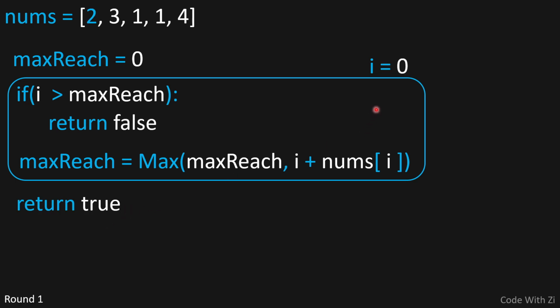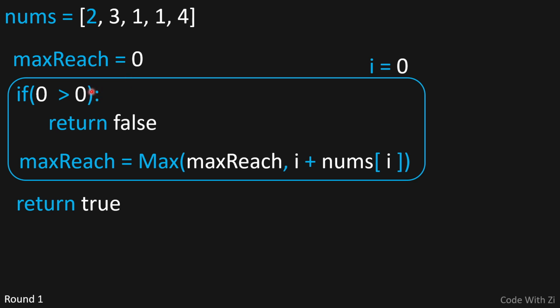As you can see, our i is gonna be equal to 0 in the beginning, and we're currently in the first round of our loop. And nums of i is gonna be pointing to this number here because i is equal to 0, and nums of 0 is gonna be this number at the index of 0. So we're gonna say if i, which is currently 0, is greater than maxReach, which is also 0 because we're in the first round, return false.